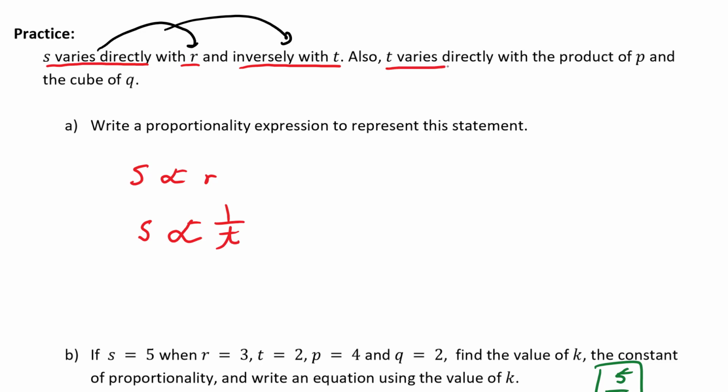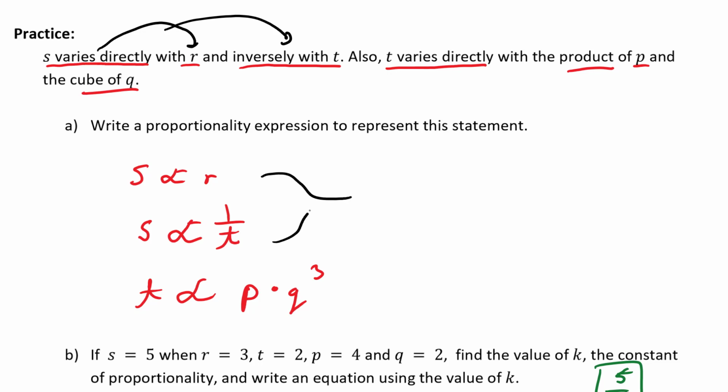I then have T varies directly with the product of P and the cube of Q. So I'm taking P, multiplying by Q, but not just Q, I'm multiplying by Q cubed. This looks a bit different. Let's deal with it one step at a time.